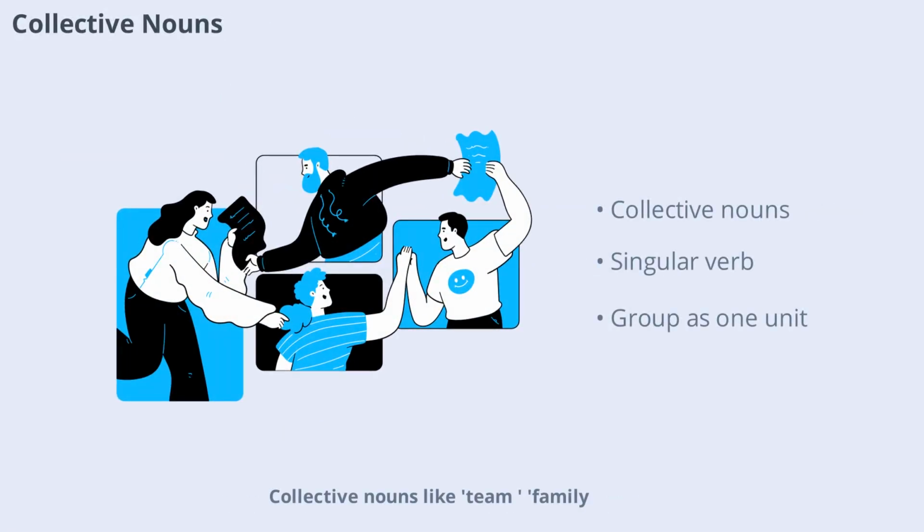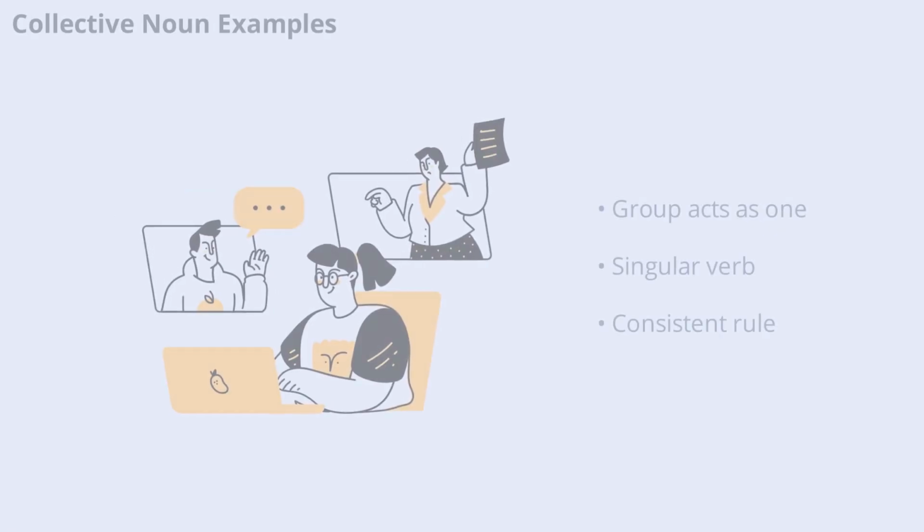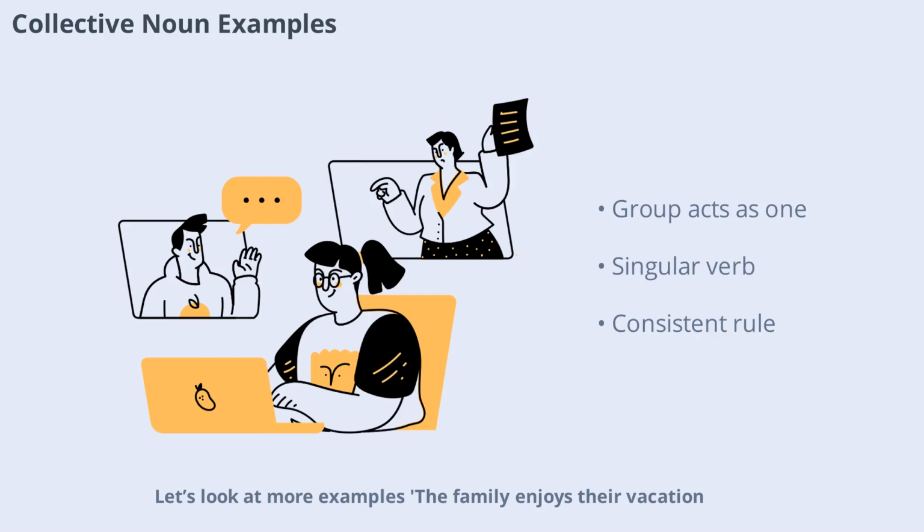Collective nouns like team, family, or committee refer to a group acting as one unit. In these cases, use a singular verb. For example, the committee agrees on the final decision. The group is seen as a single entity, so the verb is singular. Let's look at more examples. The family enjoys their vacation. The team wins the championship. In both sentences, the collective noun is treated as singular, so the verb is also singular. This rule applies when the group acts together as one.